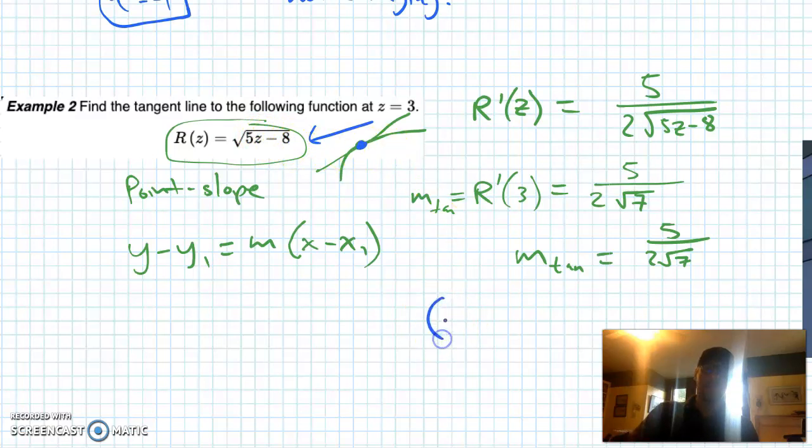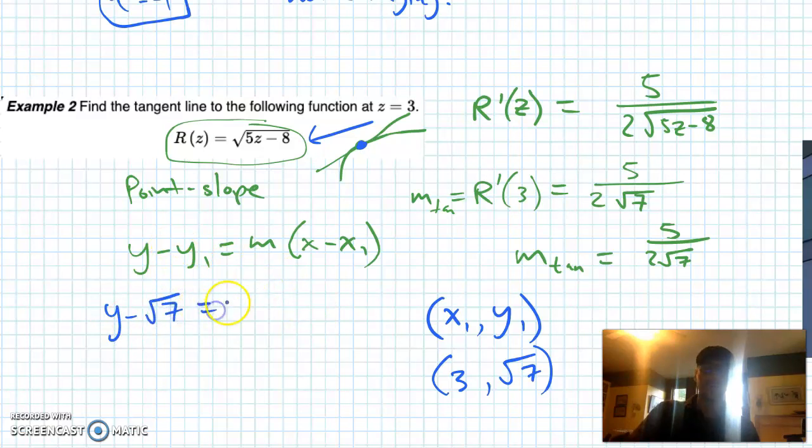So the point x1, y1, oh my gosh, you've got to be kidding me with that one. x1 would be the input, which is 3, and then y1 is root 7. So now I think I've got all the info for point slope form. I get y minus root 7 equals 5 over 2 root 7, and then x minus 3. The x value is 3.